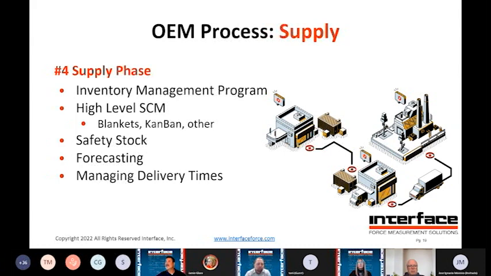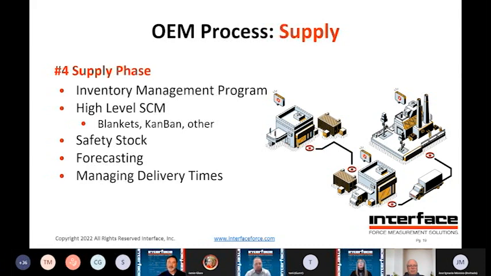And the very final part of it is supply. Inventory management programs. We work with our suppliers, but also we can do the high level supply chain management with our customer base. We can get very creative here. We're not limited. We do have obviously a lot of opportunities to set up the blanket purchase orders, Kanban system. Safety stock is another important factor. That stuff, once again, should be communicated with our new product introduction process, so we understand what that safety stock needs to be, and we build towards that.